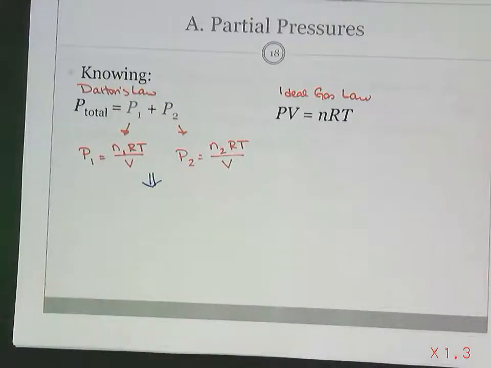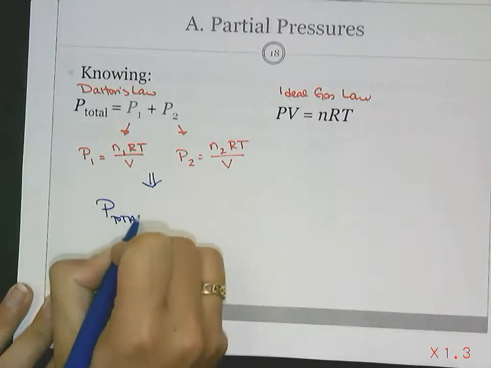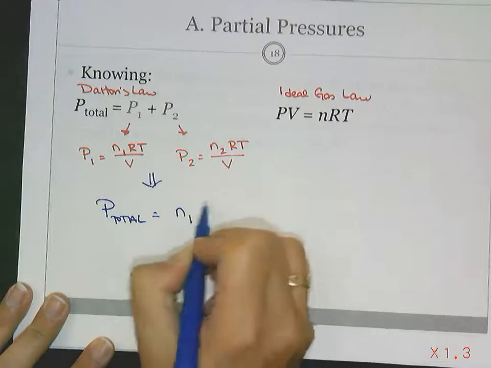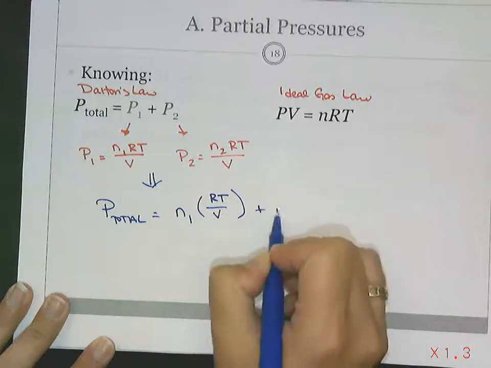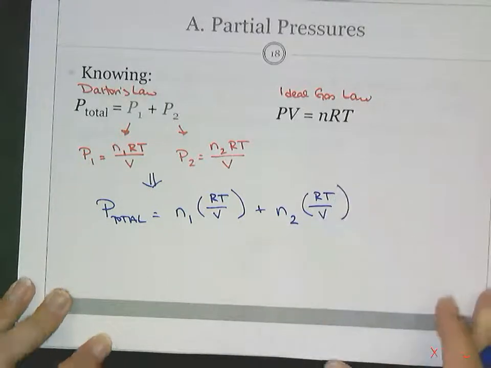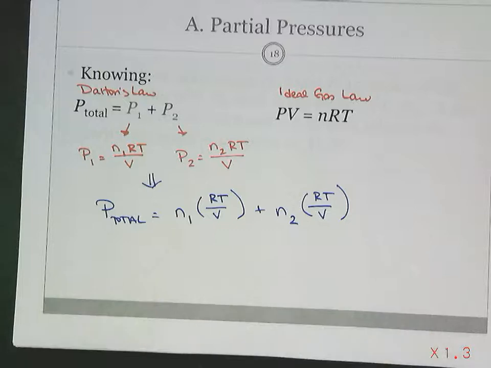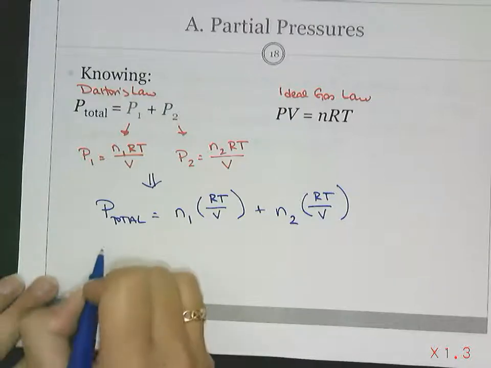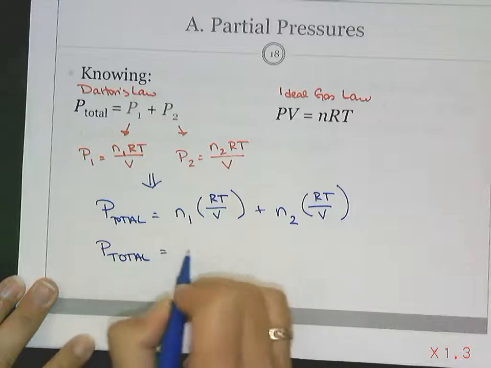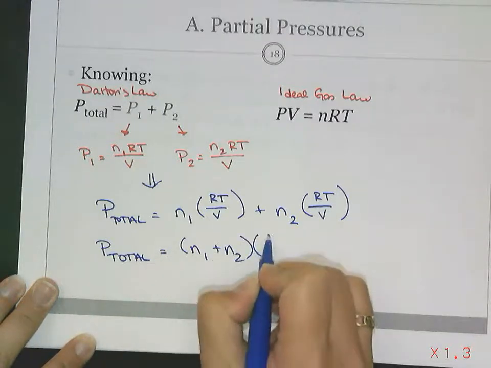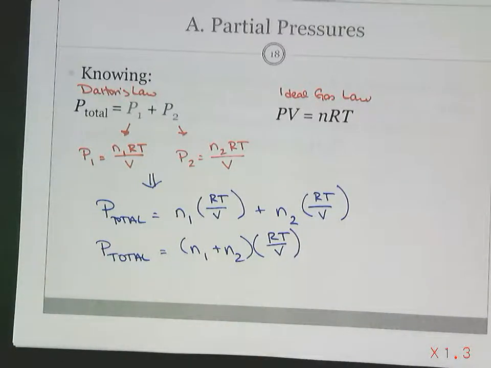Which means I now can combine those and say that the pressure total, good, right? So all I've done is I've pulled out those n's, and now I've just plugged them in for what I had before. All right, now I want to get all the n's together and all the RT over V's on the other side of the plus sign. So far, not too magical so far.